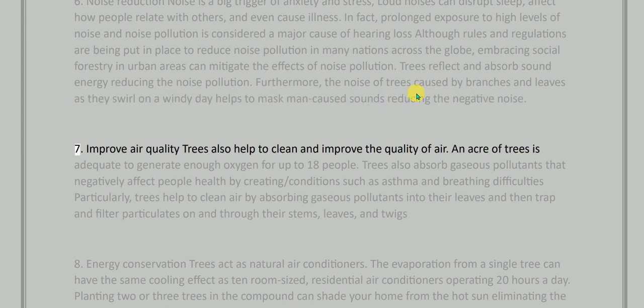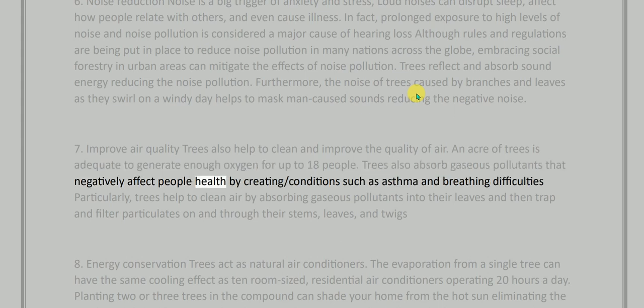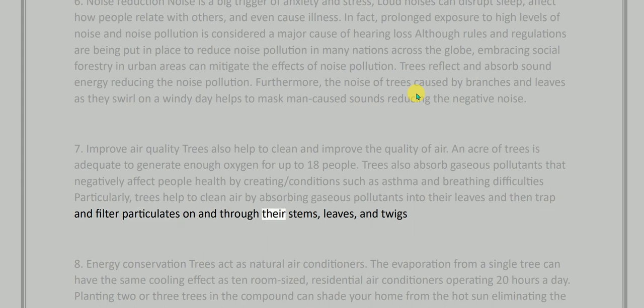7. Improve air quality. Trees also help to clean and improve the quality of air. An acre of trees is adequate to generate enough oxygen for up to 18 people. Trees also absorb gaseous pollutants that negatively affect people's health by creating conditions such as asthma and breathing difficulties. Particularly, trees help to clean air by absorbing gaseous pollutants into their leaves and then trap and filter particulates on and through their stems, leaves, and twigs.